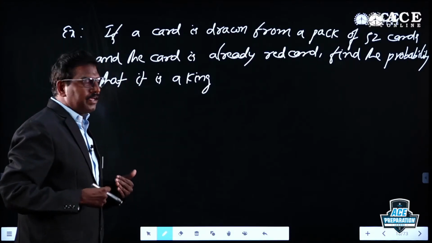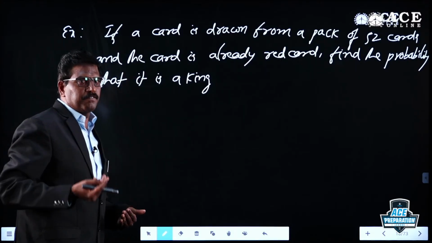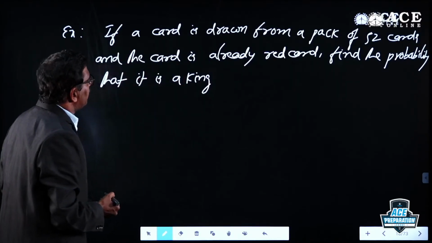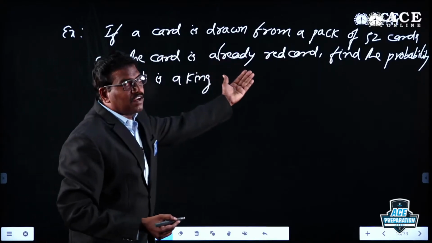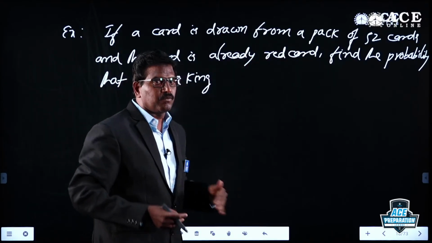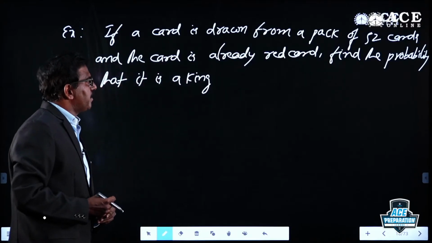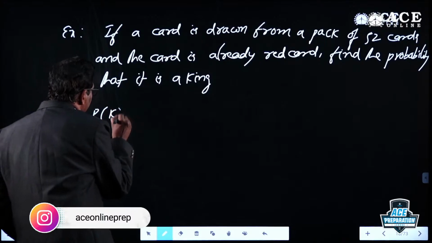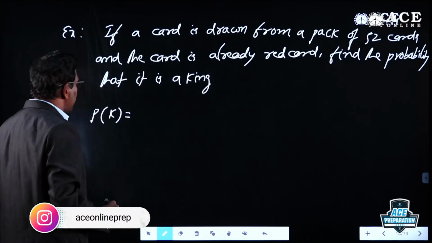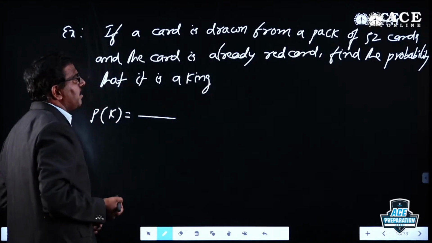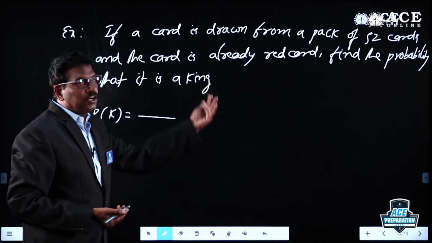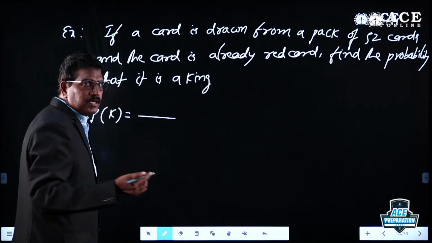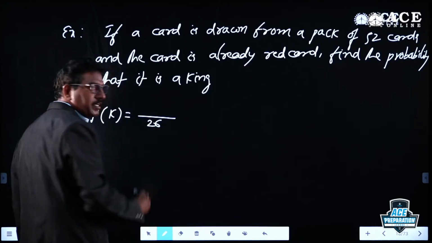Here, I will explain the main reason for the conditional probability definition. If one card is drawn from a pack of 52 cards and the selected card is already a red card, we know the condition is given. Find the probability that it is a king. So the probability that the card is a king, K means king. You need not take 52 as the denominator here, because what you have selected is already a red card. Already it is a red card, so the denominator is 26 only.